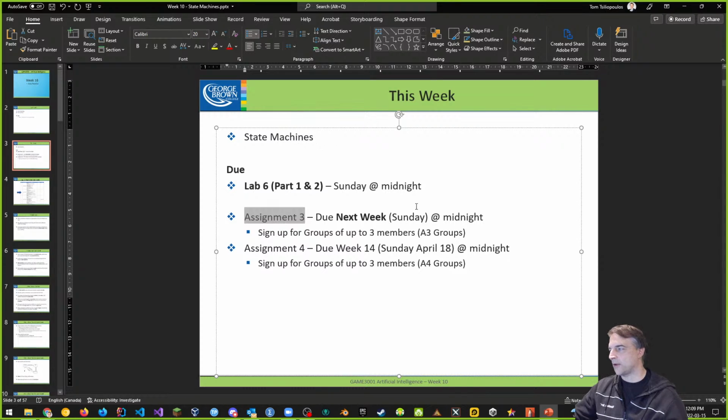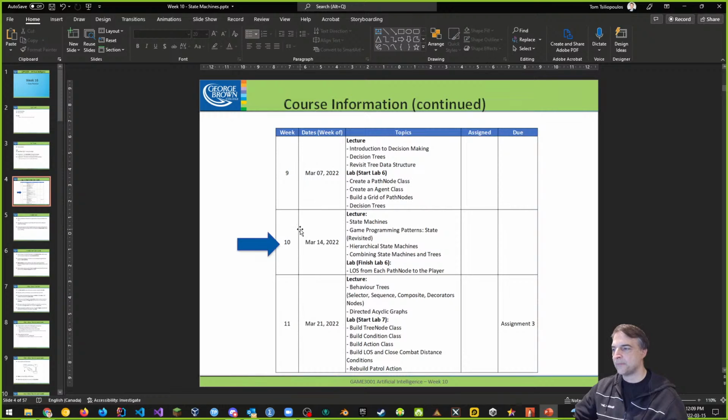So state machines is what we're talking about today. And we're sitting here at week 10. Next week, which is very interesting, again, one of my favorite topics is behavior trees. So kind of extending the idea of decision trees to the next level, where we have a bunch of different kinds of decisions that can be made. Lab 7, when we start off next week, we'll be talking about the tree node class, and we'll be extending the stuff that we've given you, this week and last week, in order for us to help you to build assignment 4. Okay, so that's where we're going with the stuff we're doing next week.